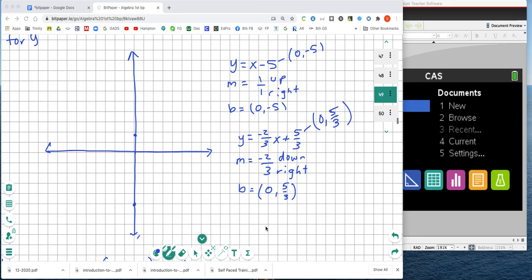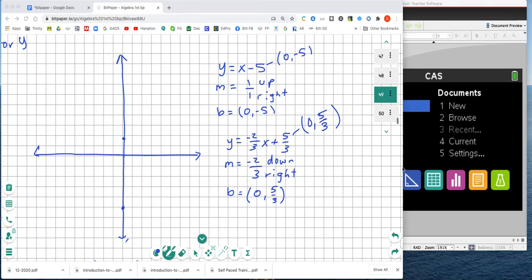So before we graph, we're going to take each one of the equations and label the parts that we need. The first thing that we're going to do is look at our y-intercept. Our y-intercept is when x is 0. So our y-intercept is going to be (0, -5). That's also our b. We're going to look at our slope.